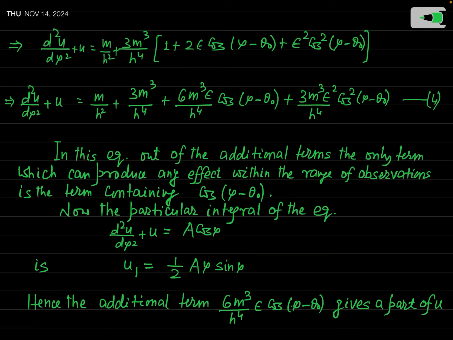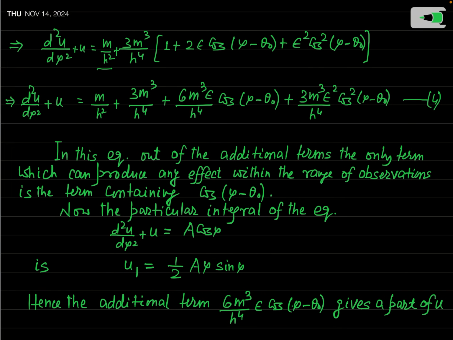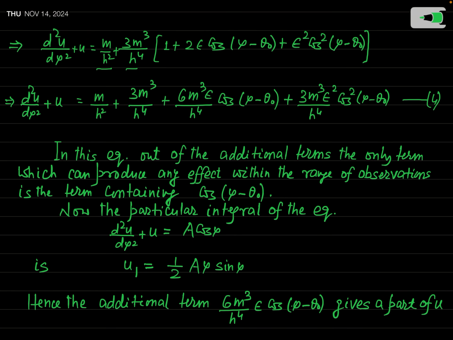Let us see. The first term in the RHS is as it is. And this product 3m times m square over h4, this is 3m cube by h4, it is also as it is. And the bracketed term has been simplified on the basis of the formula a plus b whole square. So this will be 1 plus 2 epsilon cosine of phi minus theta naught plus epsilon square cos square of phi minus theta naught. Now let us multiply this factor 3m cube by h4 to the terms inside this square bracket, and after multiplying by it, you will get this result. It is just an easy calculation.